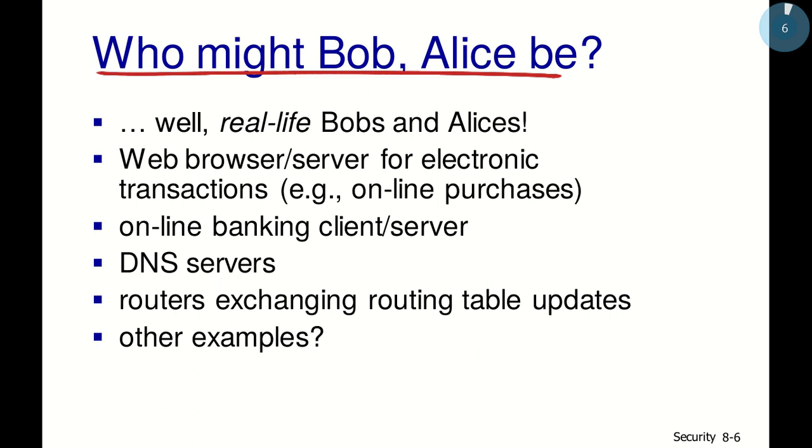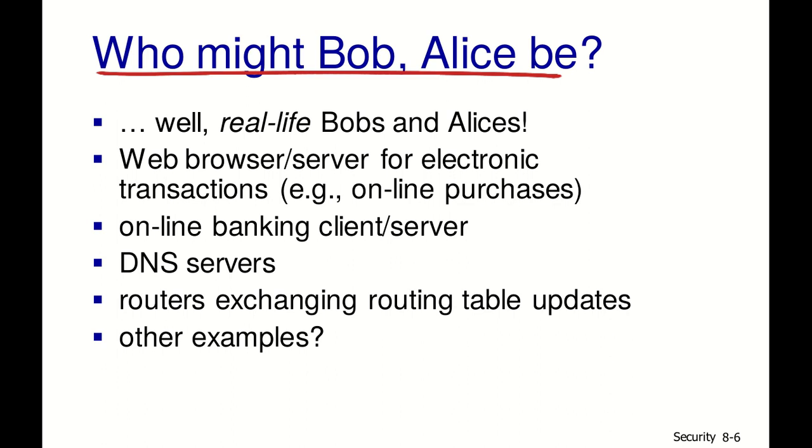Okay, now in real life, what might Alice and Bob be? They might be web browsers and web servers, for example if we are doing online transactions on e-commerce websites, or online banking client and server, or DNS servers. As we know, DNS consists of several distributed servers, so the exchange of DNS records among the servers can be Alice and Bob.